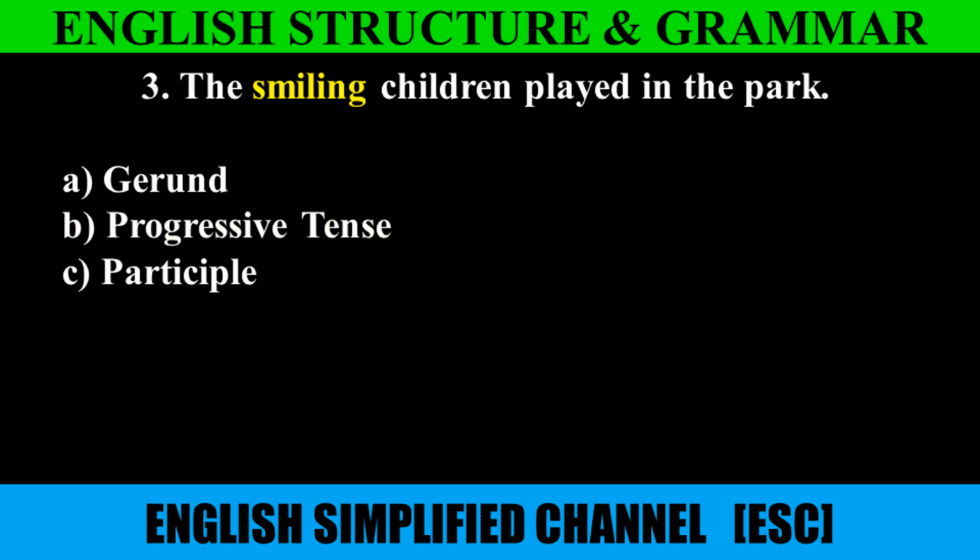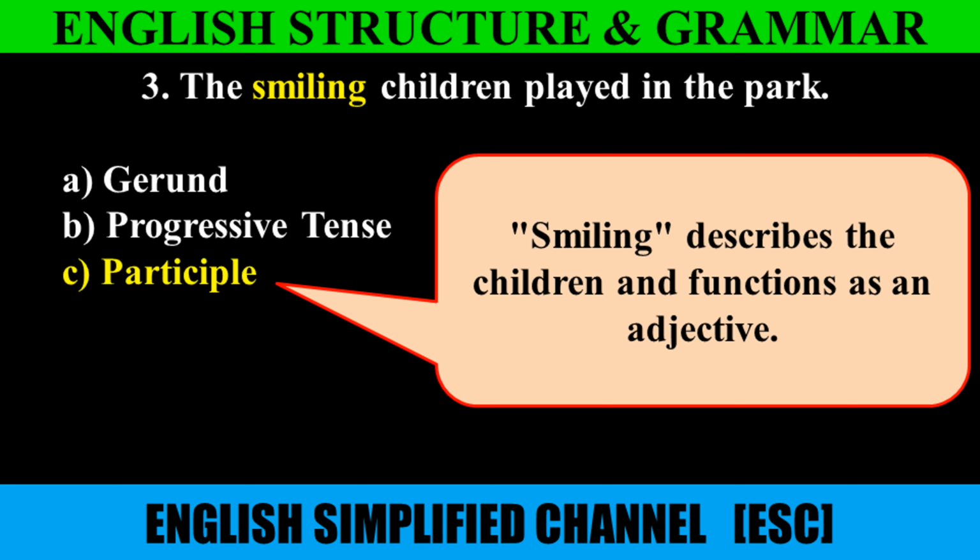3. The smiling children played in the park. A. Gerund. B. Progressive tense. C. Participle. Answer: C. Explanation: smiling describes the children and functions as an adjective. This is an example of a present participle used to describe a noun.